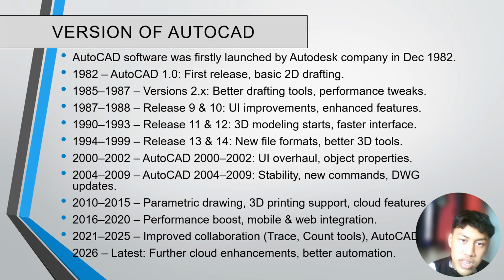Starts year 2000, then 2002 they got a UI overhaul and also object properties. And 2004 to 2009 it got stability, new commands and drawing updates. 2010 to 2015 got parametric drawing, 3D printing support and also cloud features. During 2016 to 2020 they got a performance boost, mobile and web integration, and 2021 to 2025 improved in collaboration, trace, count tools. And 2026, which is the latest version, got further cloud enhancement and also better automation.